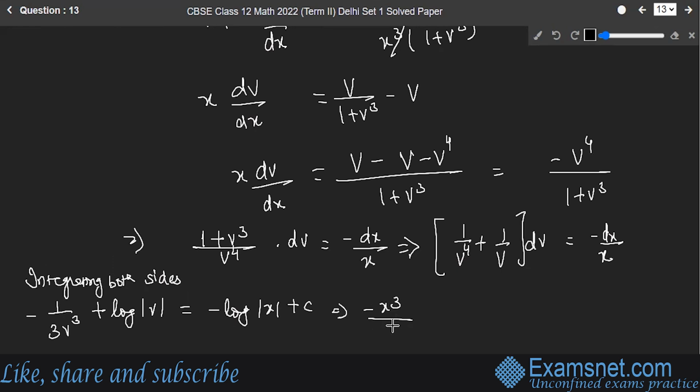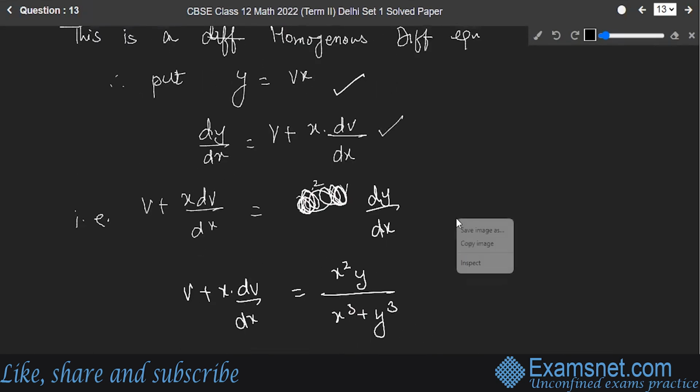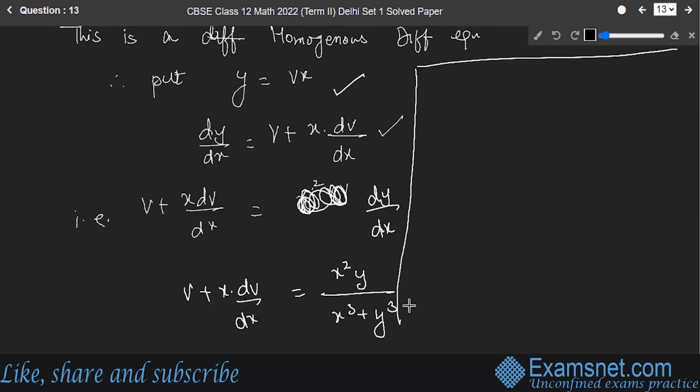What was v equal to? Y was equal to vx, right? And v is equal to y upon x. So this becomes minus x cube upon 3 y cube plus log of y upon x is equal to minus log of x plus c, right? Now, okay, I will take this sum to somewhere. I have a space over here. So I'm going to solve the rest of the sum in this portion.